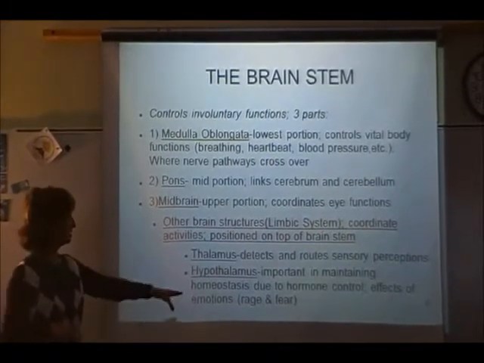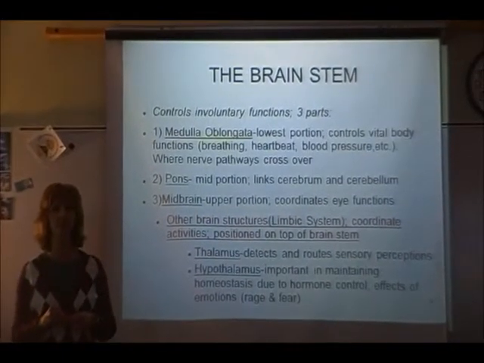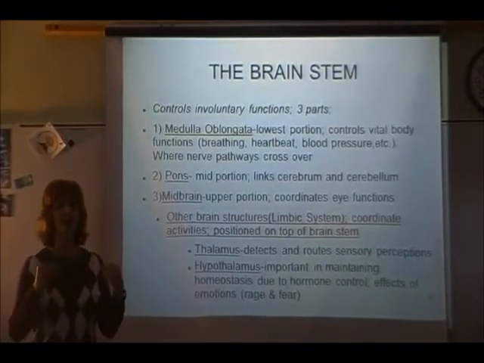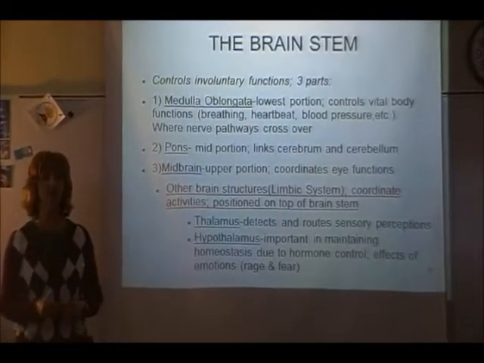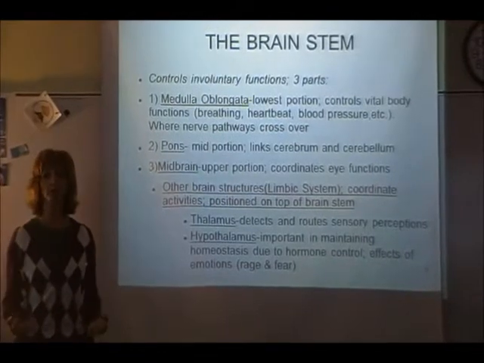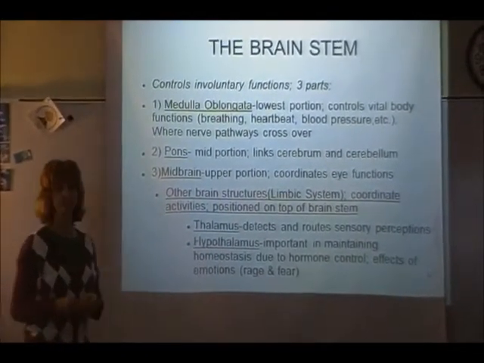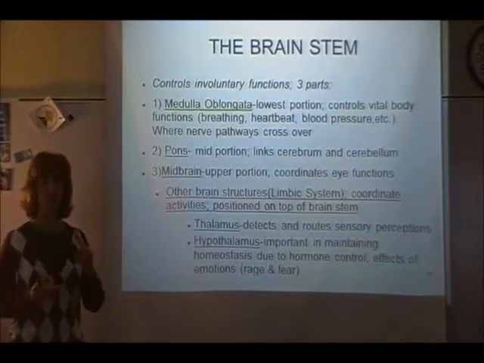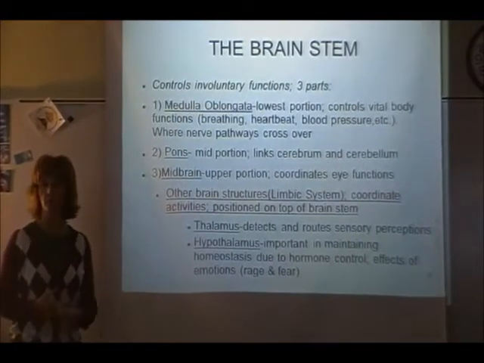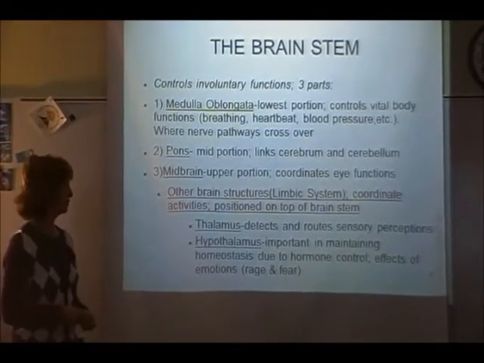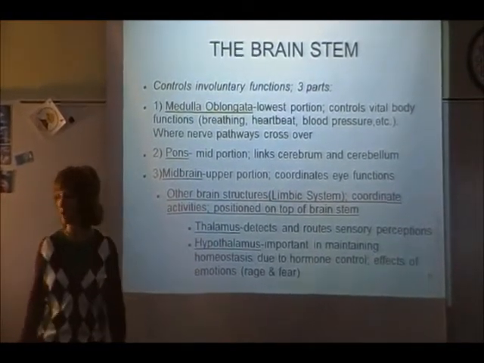So this is going to produce hormones. For example, if you have too much glucose in your body, the pancreas is going to release insulin to lower the level of glucose in your body. The hypothalamus controls that. The hypothalamus controls your adrenal glands that will release adrenaline when you get scared. So all those endocrine system functions are controlled by the hypothalamus.